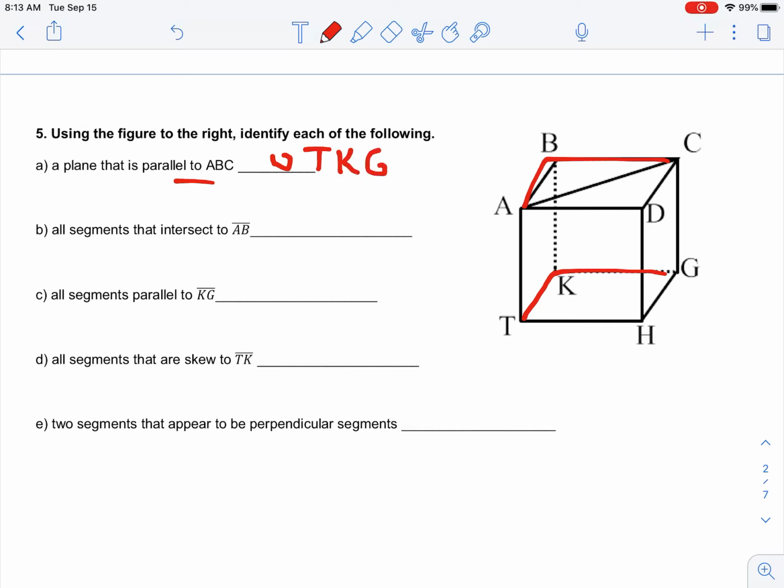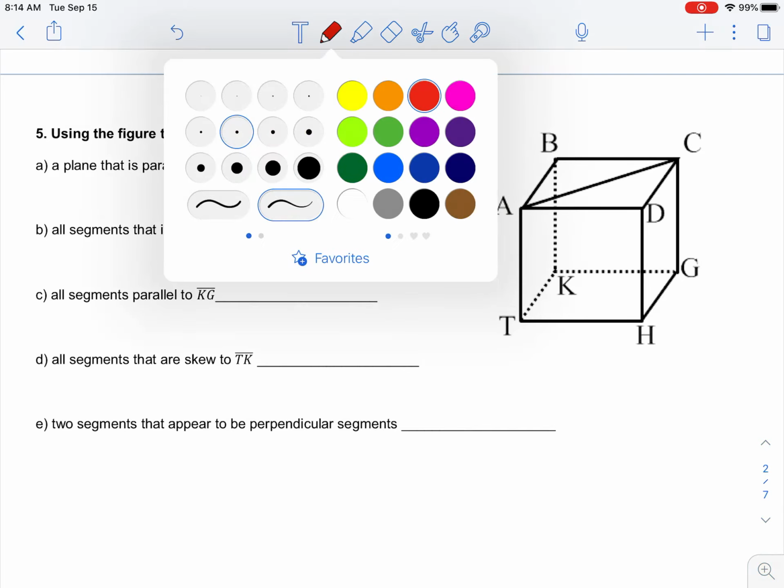Notice we did the same pattern that they did up above. Okay, parallel, same direction, runs the same exact direction. All right, next question.